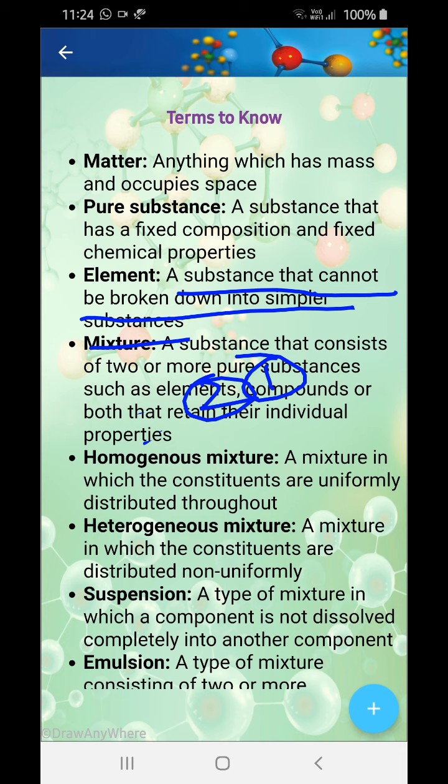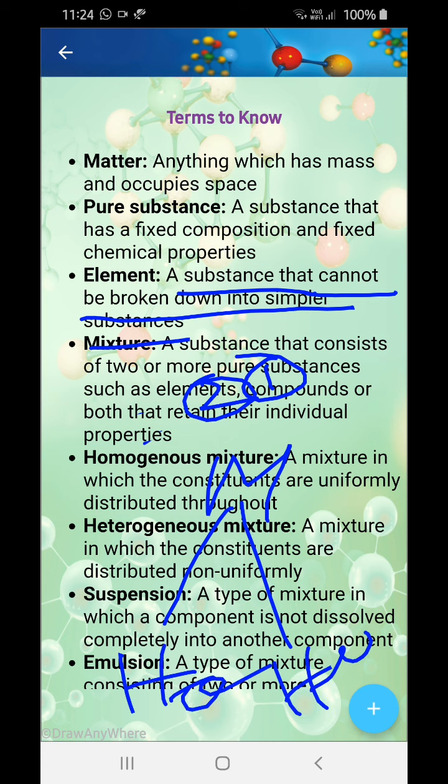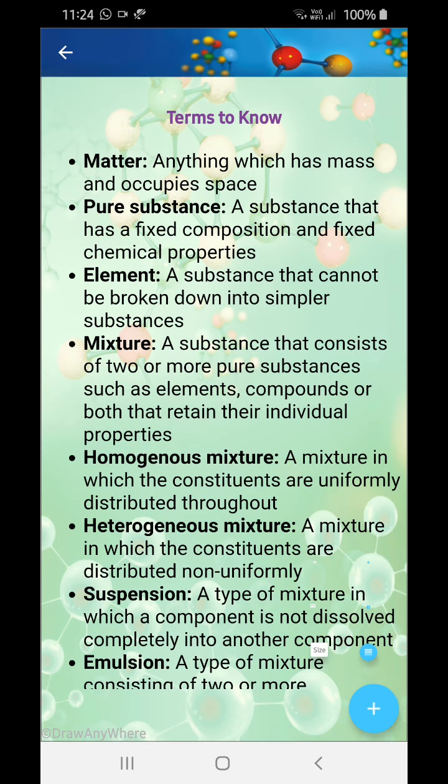Now mixtures are classified into two groups. One is homogeneous mixture and one is heterogeneous mixture. Now what are these? A homogeneous mixture is a mixture in which the constituents are uniformly distributed throughout. If you just look through the mixture, you can't understand that it's a mixture. You will think that it's a compound, but actually it does not have the properties of a compound. It has the properties of a mixture. This is a homogeneous mixture.